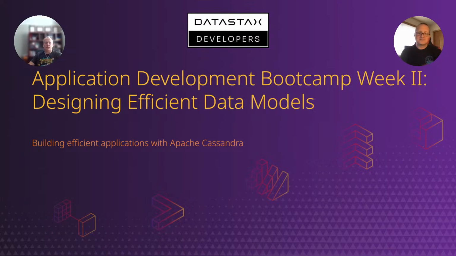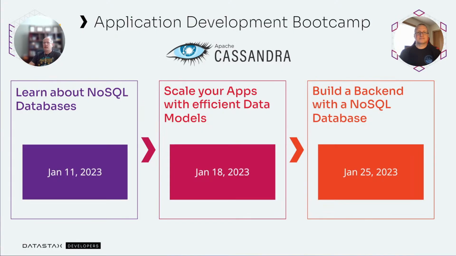This is the second week we're doing the application developer bootcamp, and today we are going to talk about data modeling, designing efficient data models for your application. Last week we had the introduction to NoSQL databases and introduction to Apache Cassandra. And next week will be the third and final week of the workshop, where we will build an application with a NoSQL database backend, in particular Apache Cassandra.